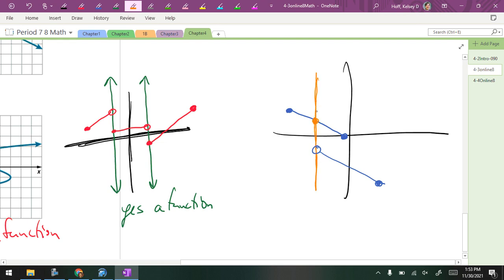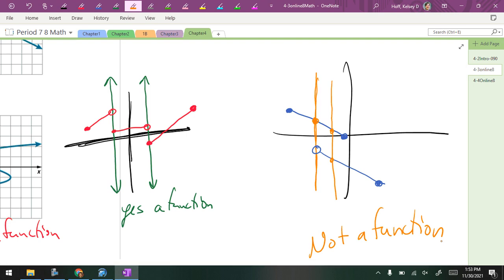Ms. Hoff, you just told us at the open circle it doesn't hit. But what about here? It's both. It hits both. Therefore, not a function. Some people then were like, okay, every time there's an open circle, I'm just going to say yes. Well, that's not always the case.